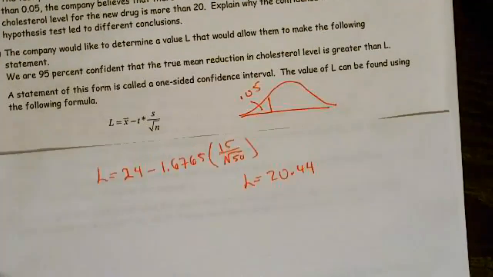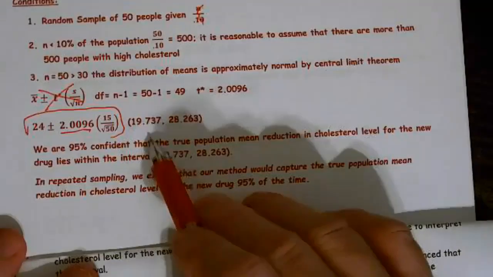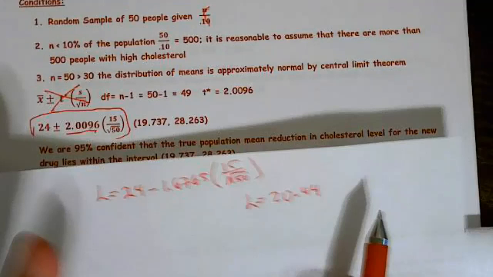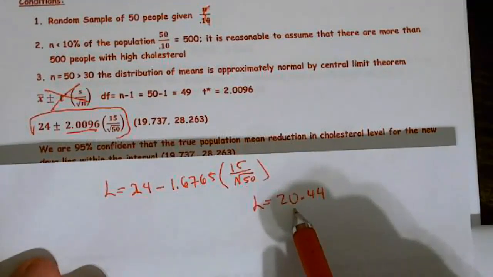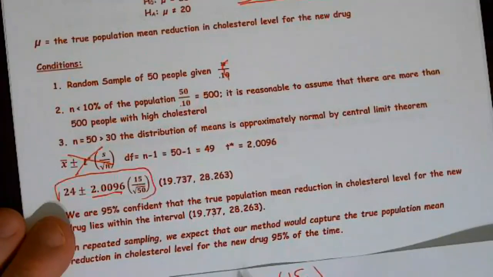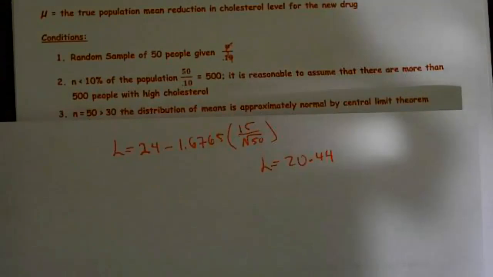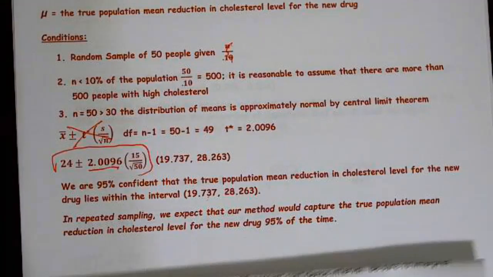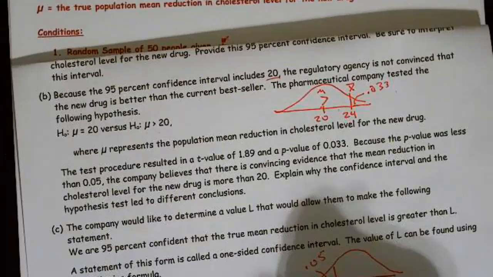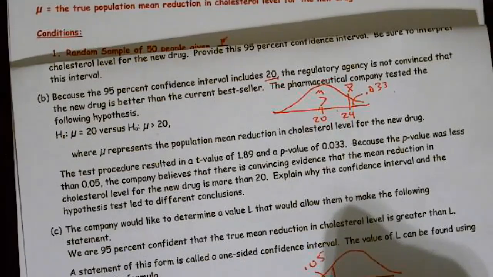All right, so my lower bound of the confidence interval, instead of being 19.737 up here, is now 20.44. Hey, that's great. Why? Because that is above the claim of 20. So that's good. We just said L equals 20.44, and that takes care of part C.